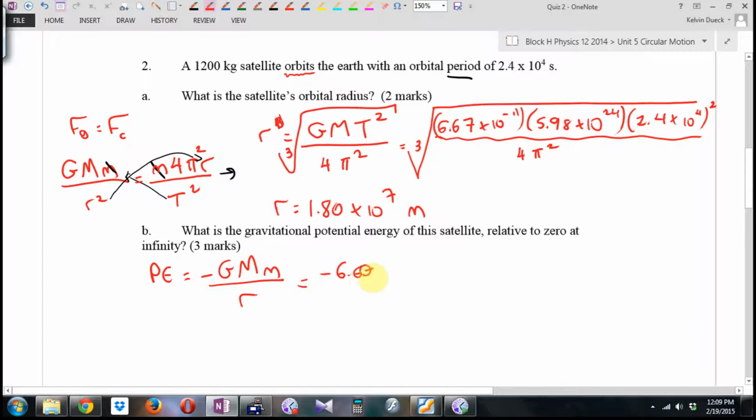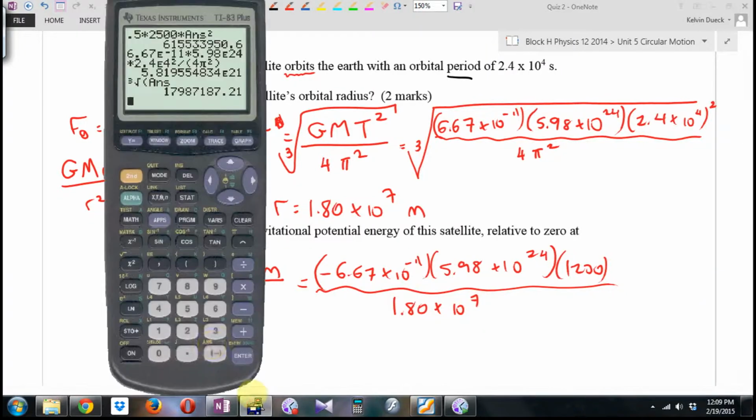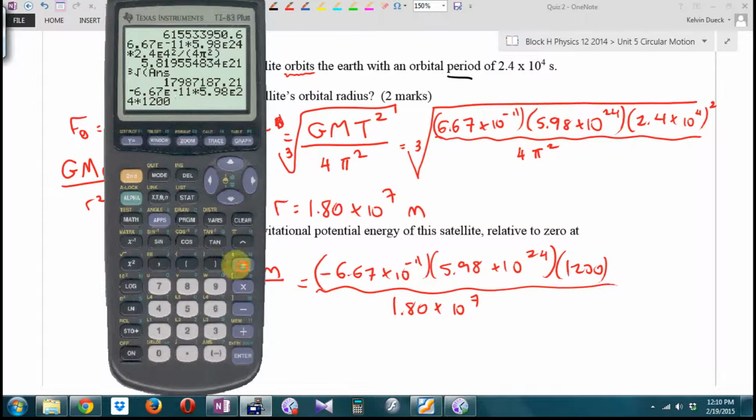negative 6.67 times 10 to the negative 11, 5.98 times 10 to the 24th, 1200, divided by 1.80 times 10 to the 7th. But I'll use my answer button. Negative 6.67 times 10 to the negative 11, 5.98 times 10 to the 24th, 1200 divided by answer button. Does that look right? Do you get negative 2.66 times 10 to the 10th joules?